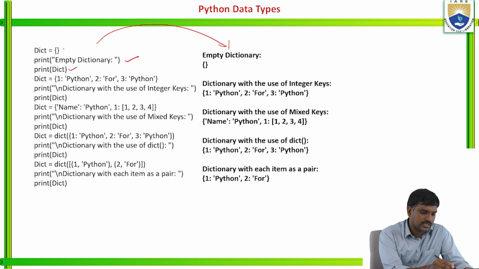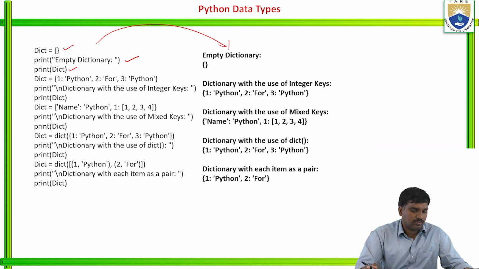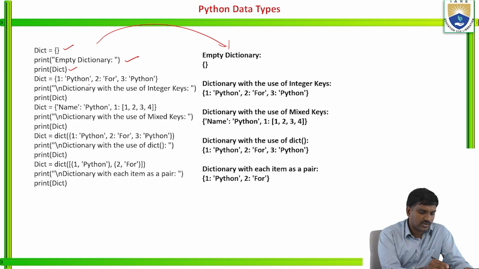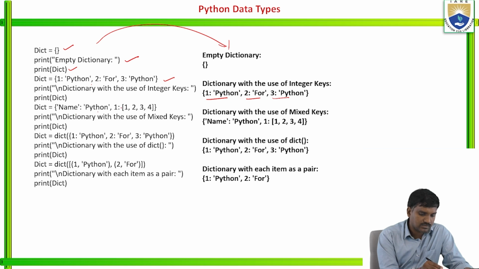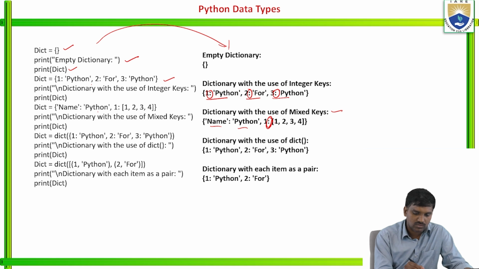A dictionary can be represented by empty curly brackets. Then the dictionary with 1 Python, 2 for, 3 Python. So here is a dictionary with use of integer keys: 1 for Python, 2 for, 3 for Python. Then a dictionary with use of mixed values: name Python, 1, 2, 3, 4. The colon is compulsory in the dictionary values.